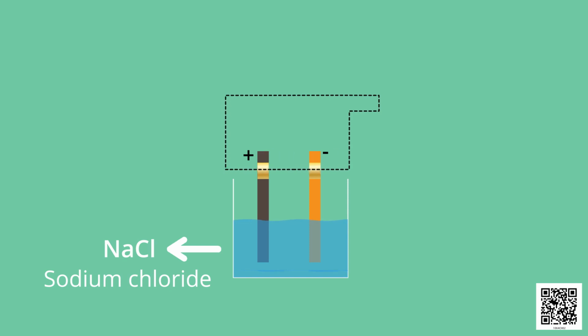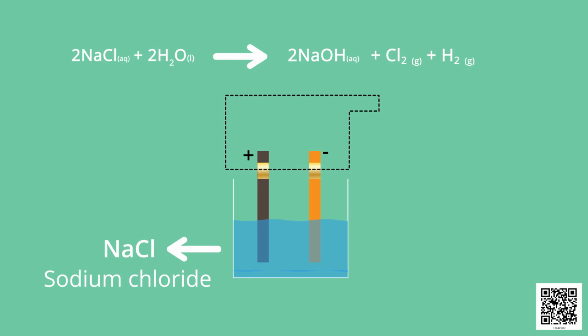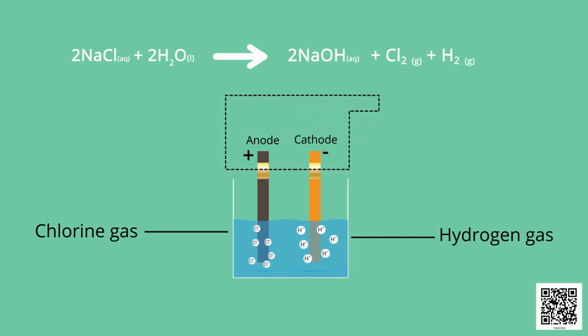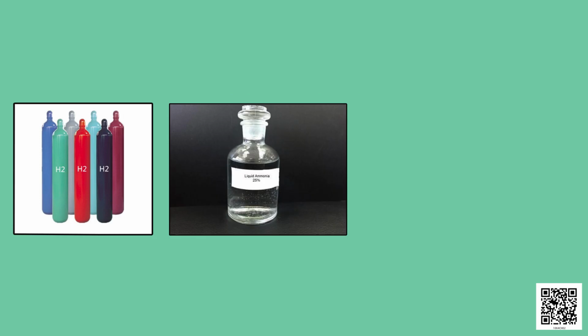When electricity is passed through an aqueous solution of sodium chloride, it decomposes to form sodium hydroxide. In this process, chlorine gas is given off at the anode and hydrogen gas at the cathode, along with the formation of sodium hydroxide near the cathode. This process by which sodium hydroxide is prepared is called chlor-alkali process. All the three products produced in this process are very useful.